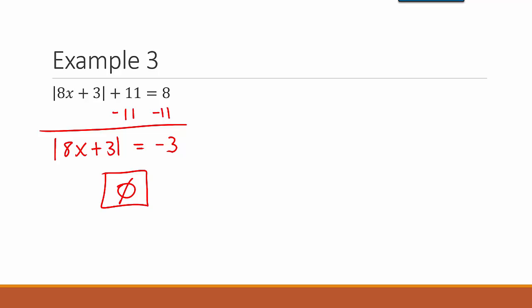So remember, when you take the absolute value of a number, you get a positive result. There is no way that I can take the absolute value of 8x plus 3, whatever number that will turn out to be, and it will equal negative 3. Now, you must isolate your absolute value symbols before you check to see if it's a valid equation.